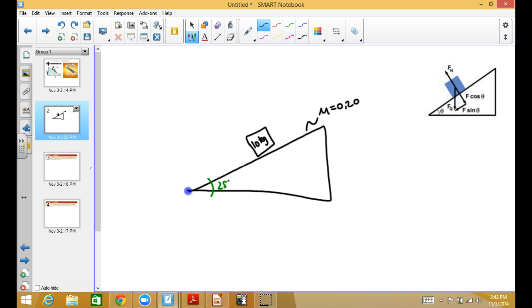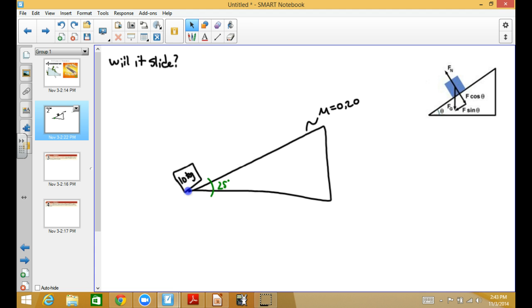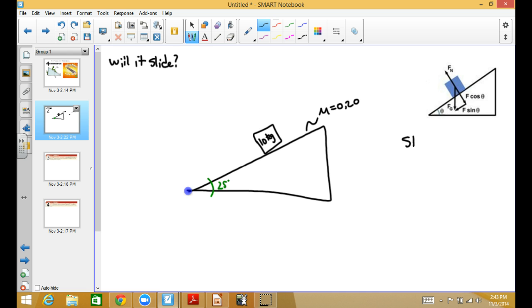And here's the question, will it slide? Will gravity be big enough to overcome friction? And how big is friction? You know, if the coefficient of friction was larger, it would be much stickier. Will this box slide down the incline? So here's where we do this. The steps that we use to solve. Number one, draw in all the forces.